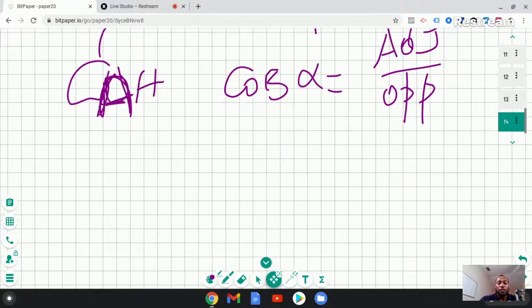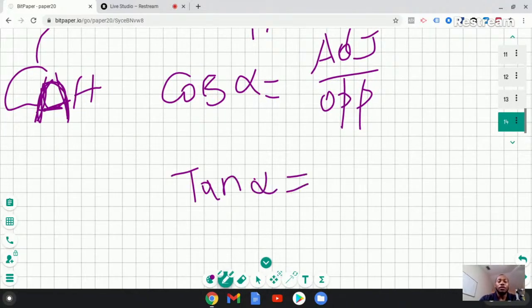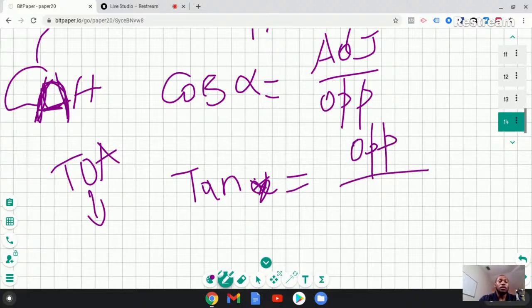and that's the definition. The tangent of an angle alpha, or whatever you call an angle, is the TOA part. That means the opposite side, O, divided by the adjacent side, A. Now, here's what creates the confusion.